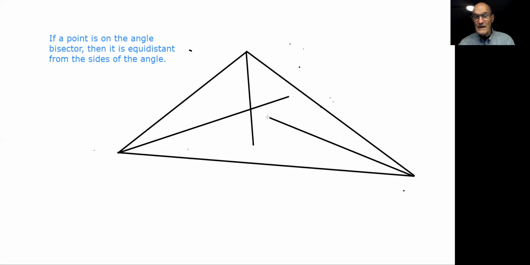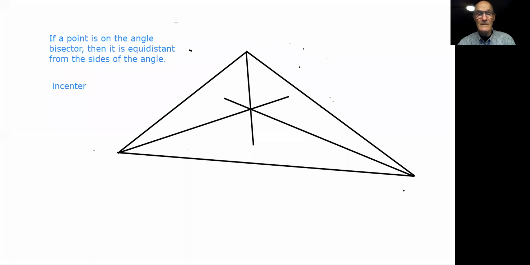Now, remember we talked about concurrent lines. So these three angle bisectors now meet at a point. Once again, the three lines are concurrent, and this point is what is called the incenter. So this is the incenter. I-N-C-E-N-T-E-R.